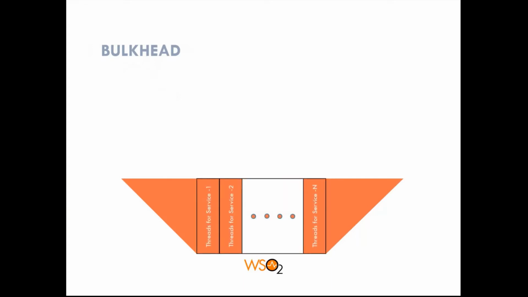But let's try to take that into our software industry. Now let's assume that WSO2 is a boat and it has quite a few compartments. Each compartment has been dedicated a set number of threads that can be used for the execution of services. So as you can see, there's a compartment that has a dedication of a certain number of threads for service 1. A certain number of threads have been allocated for service 2, and so on and so forth.